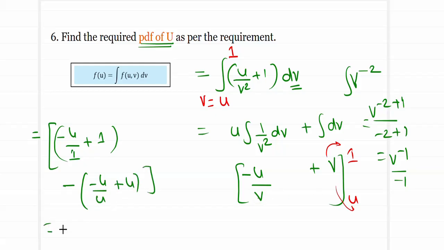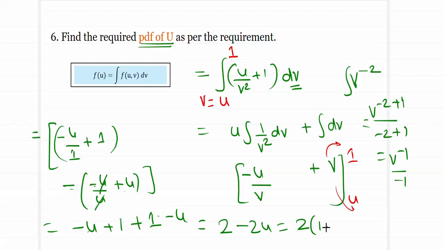So let me complete it. Minus u plus 1, minus of minus is going to be plus, u and u cancel off, leaving u with 1, and this is going to be again minus u. So here 1 plus 1, which is going to be 2, minus u and u is going to be minus 2u. So I can write it as 2 times 1 minus u. So the function f of u is obtained as 2 times 1 minus u.